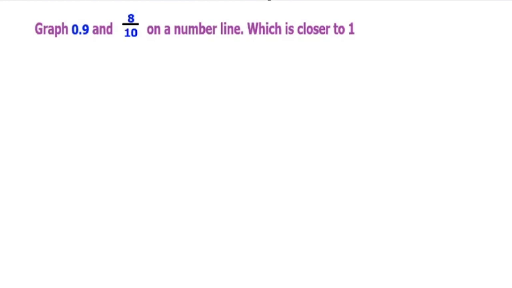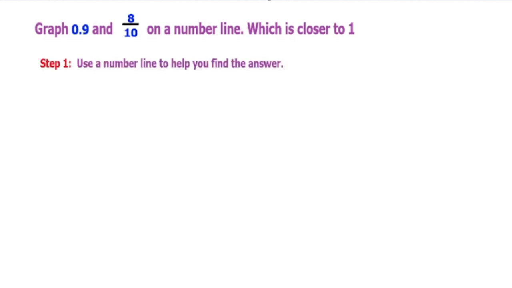In this lesson, we're going to learn about decimals and fractions using a number line. So if we have a problem like this one that says graph 0.9 and 8 over 10 on a number line, and you need to figure out which is closer to 1. So the best way to answer this question is to use a number line to help you.